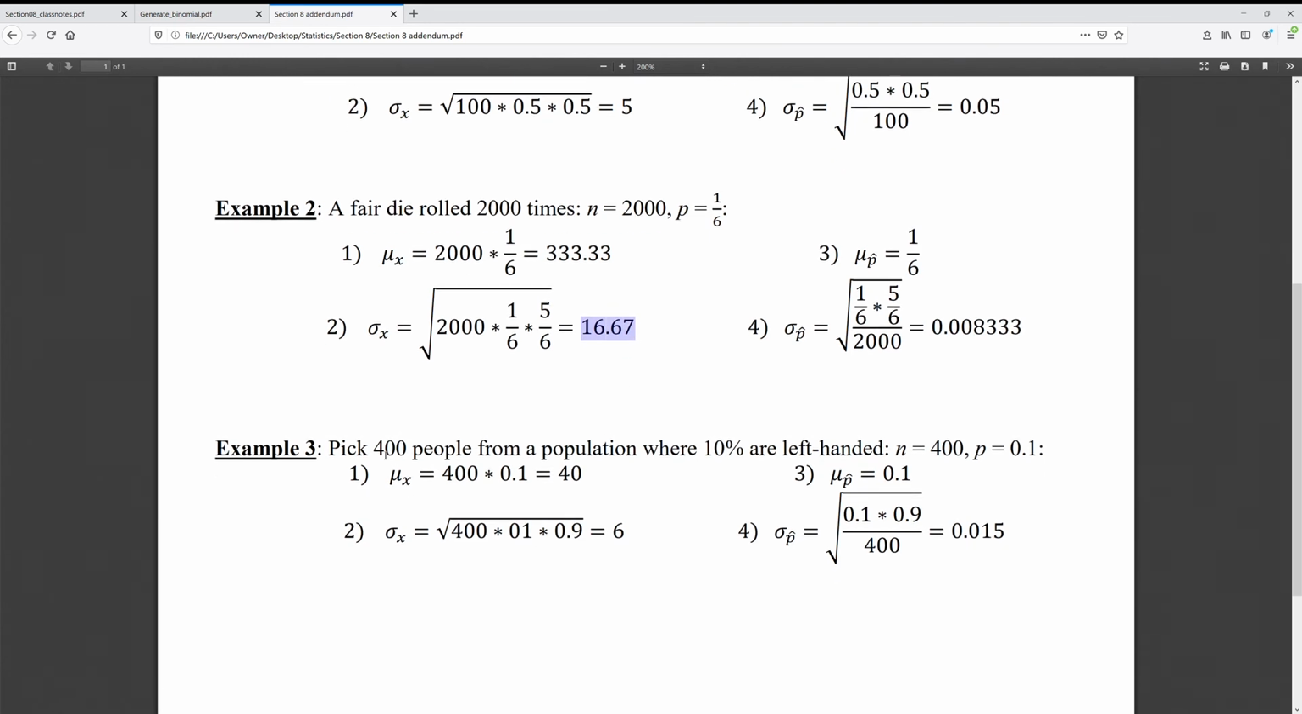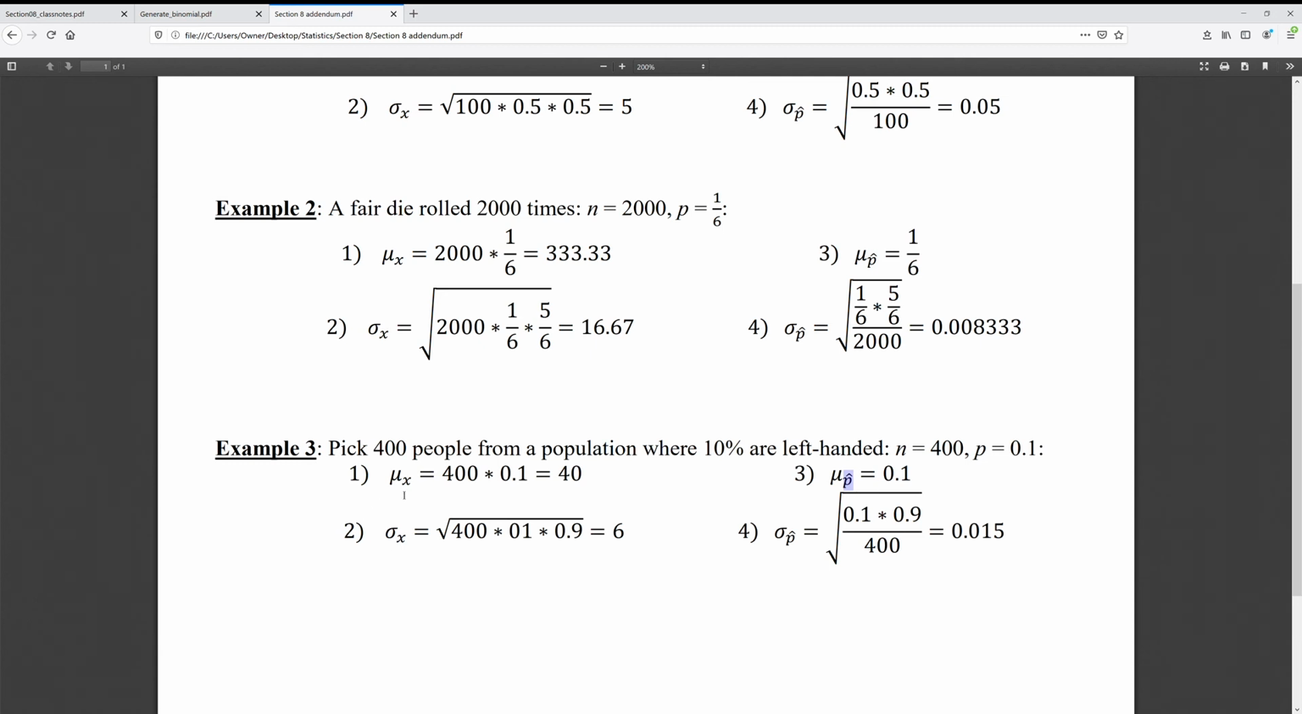Example 3. Pick 400 people from a population where 10% are left-handed. So n is 400, p is 0.1. A success is being left-handed. Population, so the 400 doesn't make a dent in it. Independence, all of that. X is the number of the 400 people who are left-handed. P hat is the proportion of the 400 people that are left-handed. X is 0 or 1 or 2 or 3 or 399 or 400. P hat is hundreds of different things between 0 and 1. Effectively anything between 0 and 1.